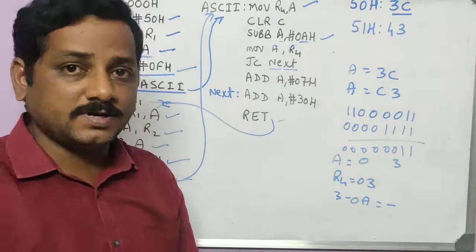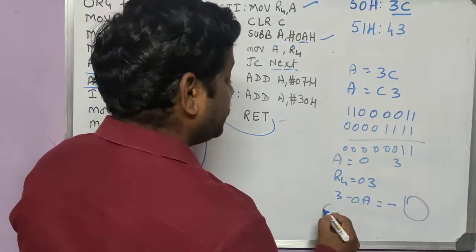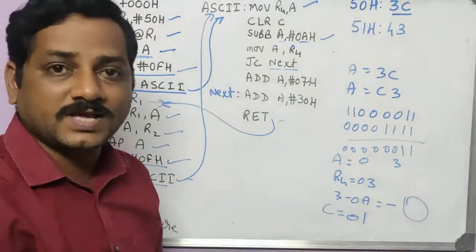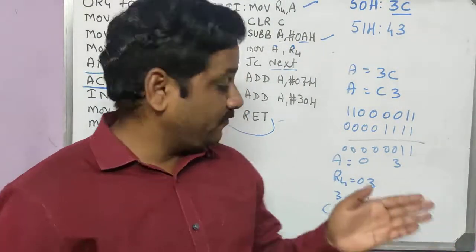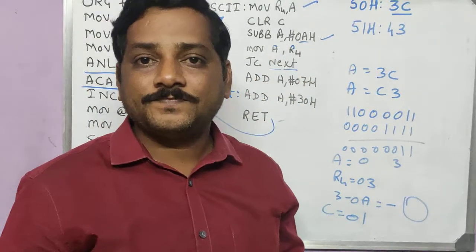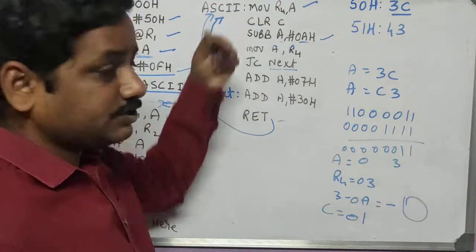Definitely we get a negative number. I am not bothered about the answer, so forget about that. We get a carry here. Yes, we got a carry, so that will be 1. The carry flag will become high. We got carry because the content of the accumulator is less than 0A. That's the reason we got carry. So now what we need to do? You should check for a carry.